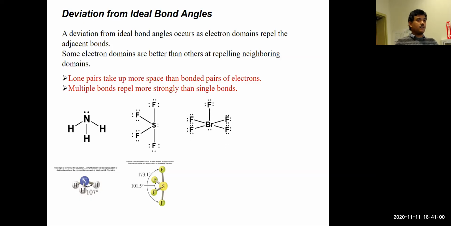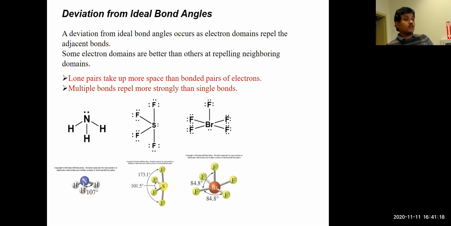Let's look at another example. So fluorine connected to bromine. In this case, bromine has a total of 6 electron domains. So octahedral is the electron domain shape, and they should have bond angles of 90 between each bond. Because of the presence of a lone pair, it has a less than 90 degrees bond angle.